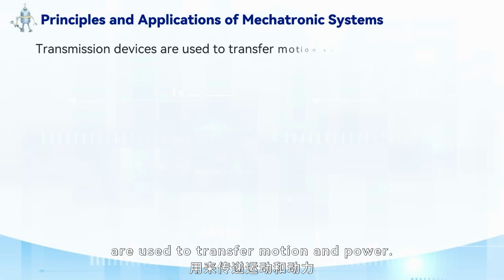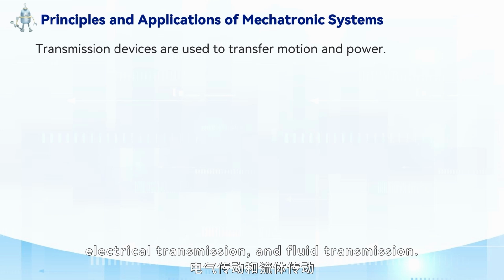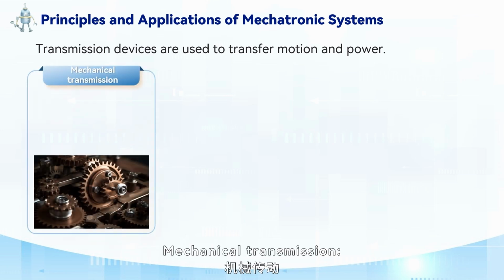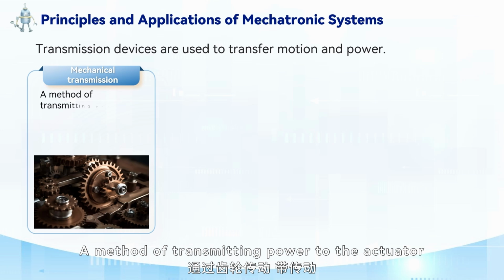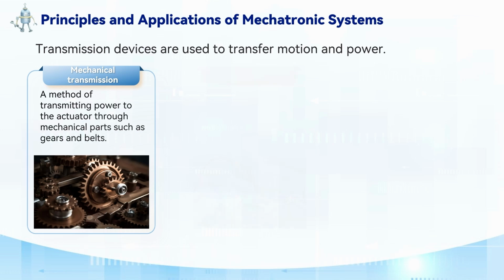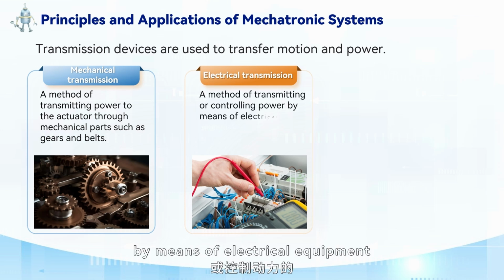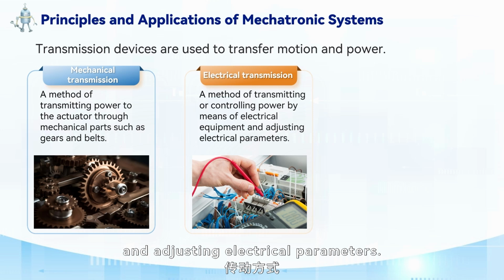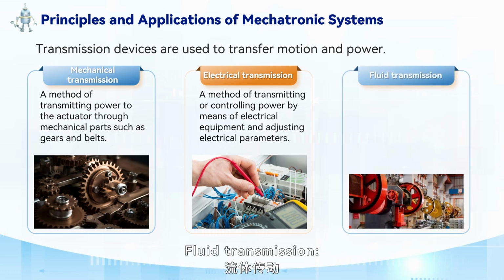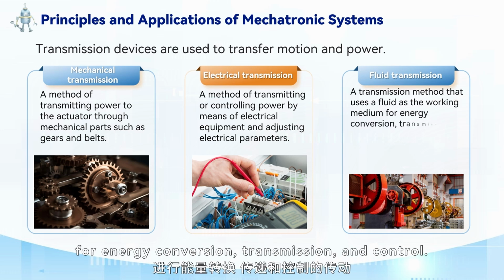Transmission devices are used to transfer motion and power. They are generally divided into mechanical transmission, electrical transmission, and fluid transmission. Mechanical transmission, a method of transmitting power to the actuator through mechanical parts such as gears and belts. Electrical transmission, a method of transmitting or controlling power by means of electrical equipment and adjusting electrical parameters. Fluid transmission, a transmission method that uses a fluid as the working medium for energy conversion, transmission, and control.